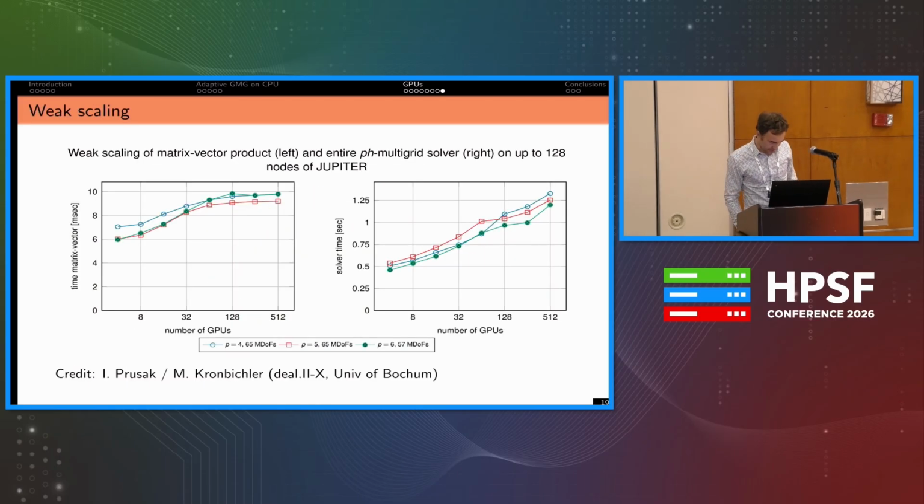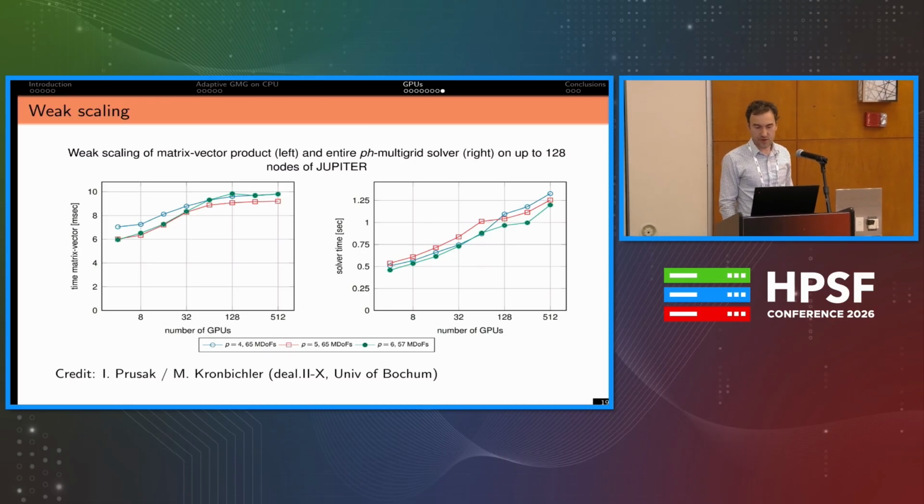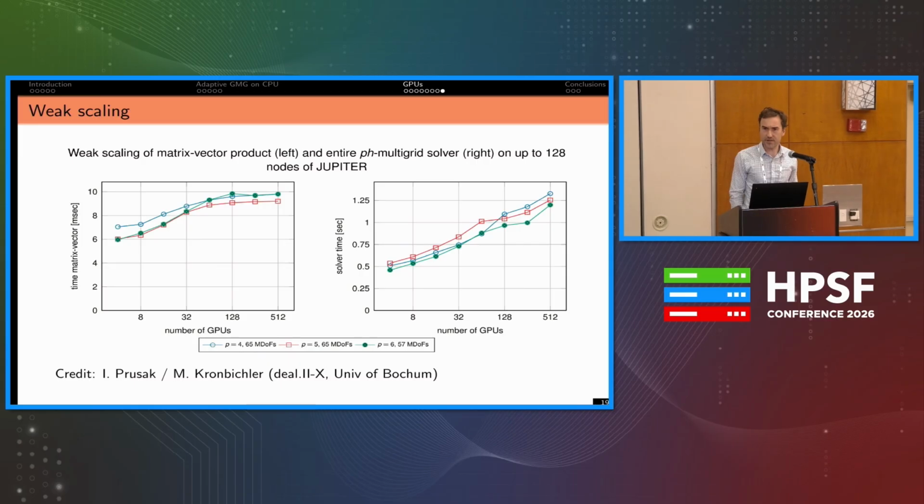This is a slide by Ivan from the University of Bochum, who also works on deal.II. This is showing, on the Jupiter system, a European Grace Hopper system, this matrix-free framework. So he does p-multigrid and h-multigrid, weak scaling. On the right is the solve, on the left side is just the matrix-vector product scaling to a few hundred GPUs. So that works.